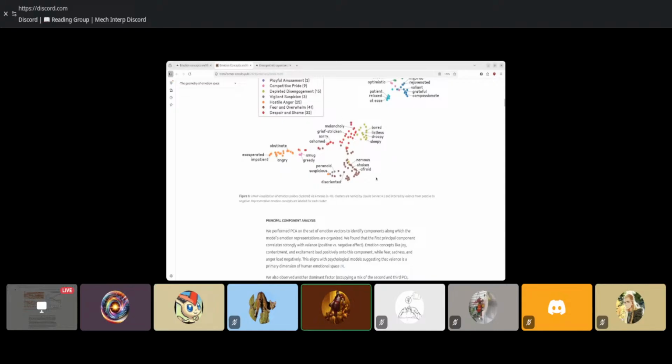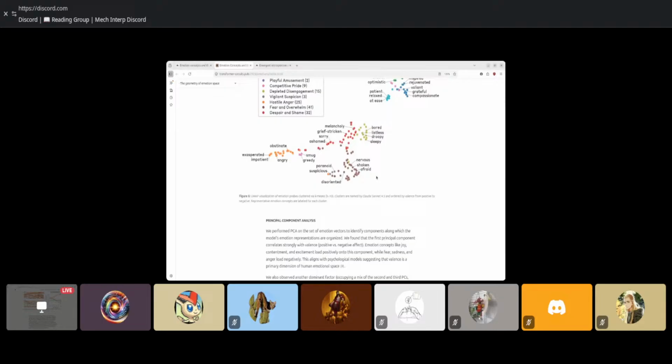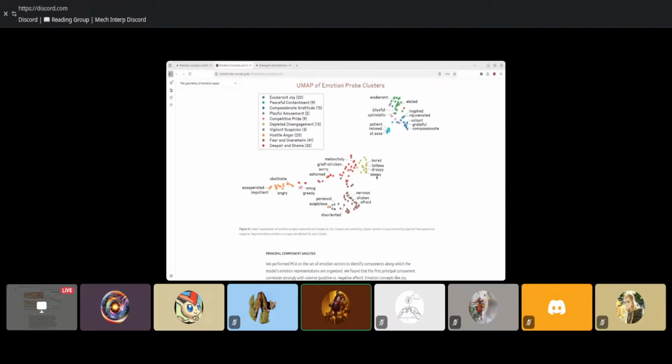I think we should assume that emotions are more continuous and not points. Yeah. You could probably put even more points down here. I like it.